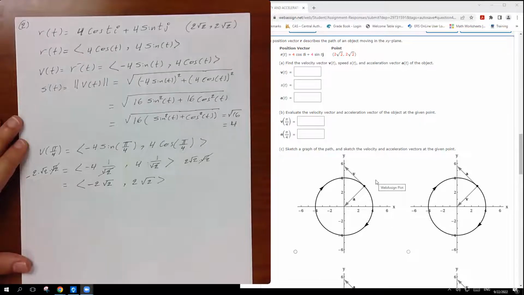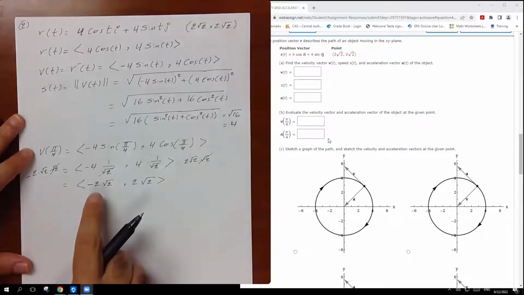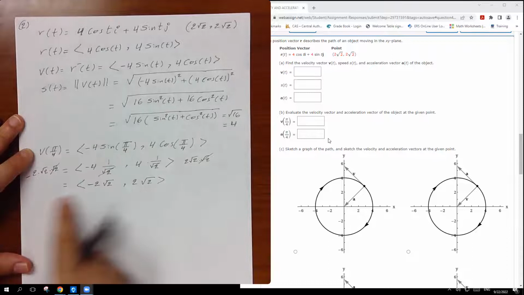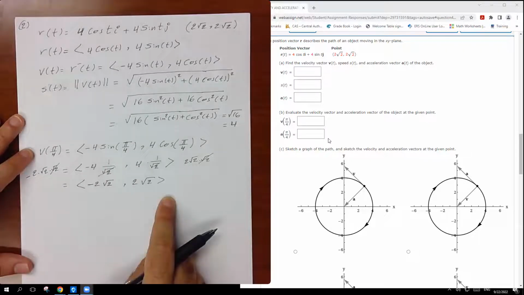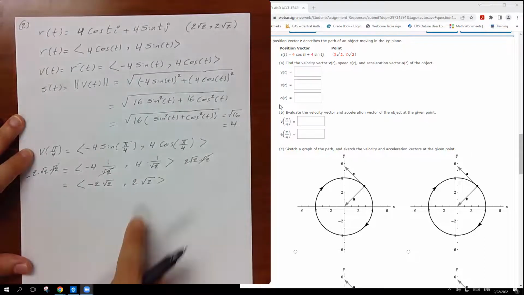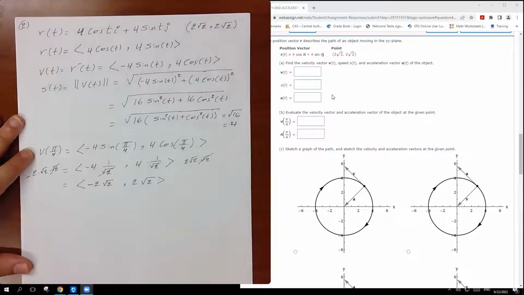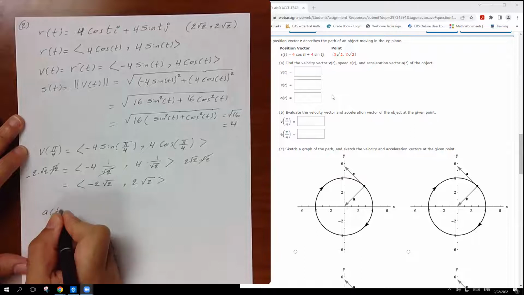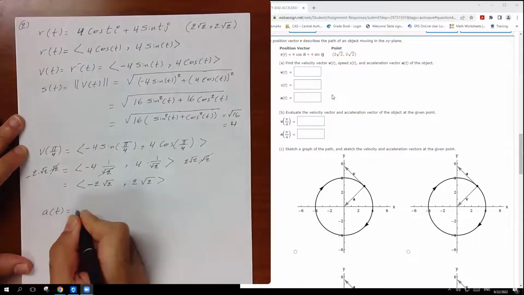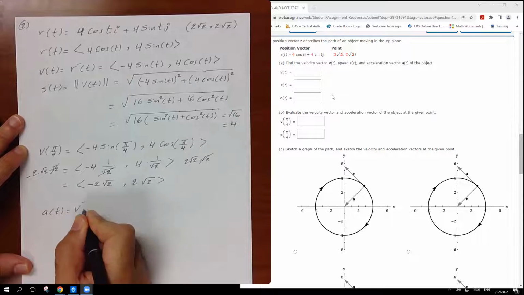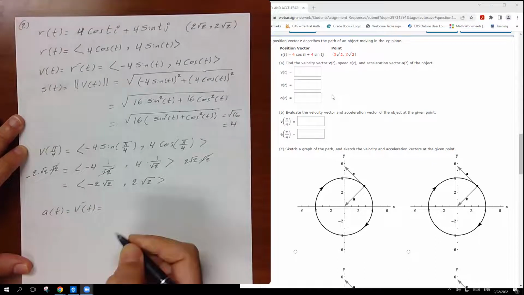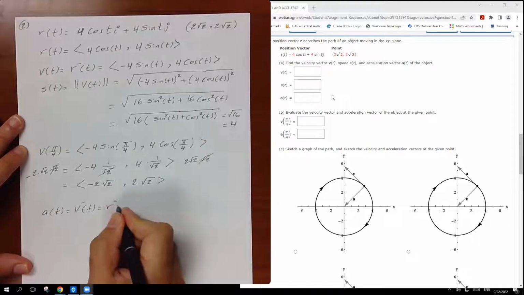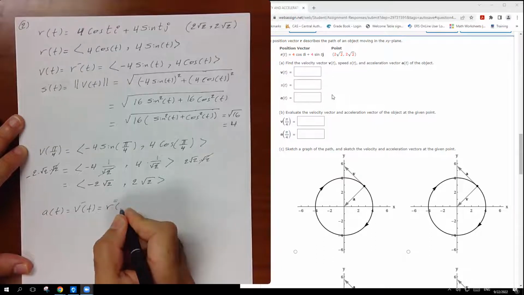Now the next one is to find, so here is the velocity. To find the acceleration, we're just going to plug in. Oh, we didn't find the acceleration. We didn't find the acceleration here, this one. So I'm going to go back again and find it. The acceleration of t is going to be the derivative of the velocity, or the second derivative of the position vector with respect to t.